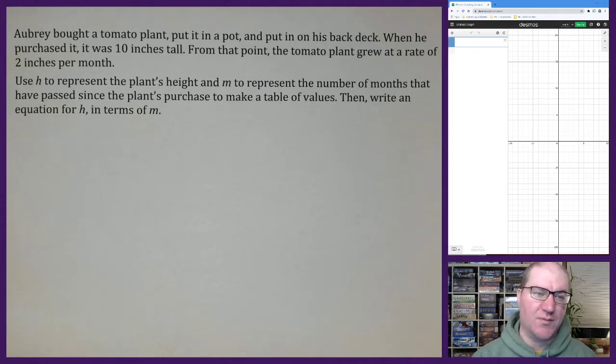Use H to represent the plant's height and M to represent the number of months that have passed since the plant's purchase to make a table of values. Then, write an equation for H in terms of M. Okay, so what's happening here is we have a linear situation and they want us to write it as a linear equation. They also want us to make a table of values.